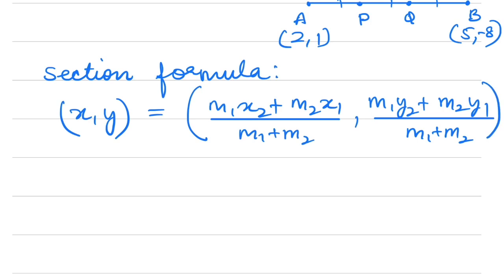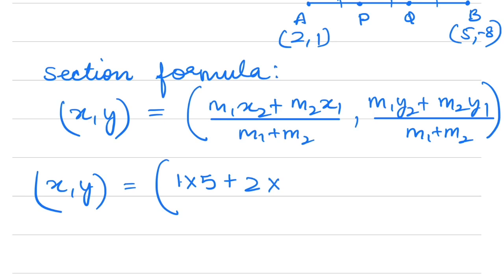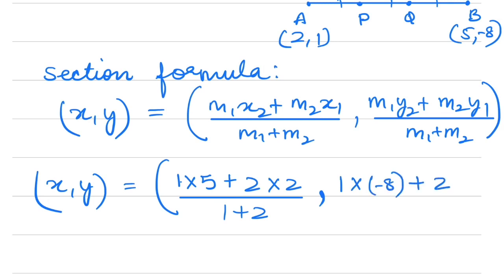Now let's substitute the values. So we have x, y as m1 is 1 and x2 is 5, so 1 into 5 plus m2 is 2 and x1 is 2 divided by 1 plus 2, and the y coordinate will be 1 and y2 is minus 8 plus m2 is 2 and y1 is 1 divided by 1 plus 2.